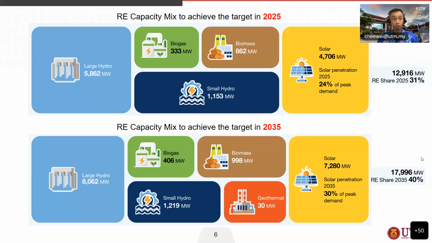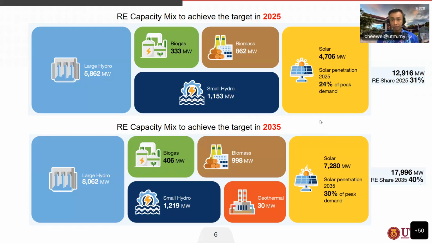So the main contributors are from where? On the left-hand side pictures, we can have large hydro, small hydro, biogas, and not to forget the yellow box on the right-hand side, which is solar. So solar is also the main contributor among all the available RE in Malaysia. Today the topic is focusing on solar only.